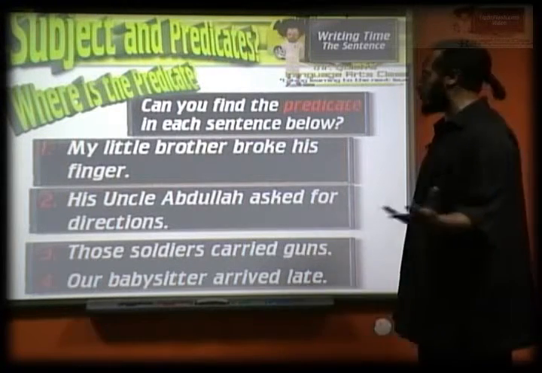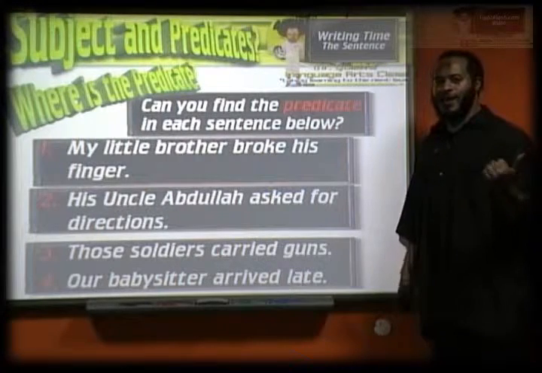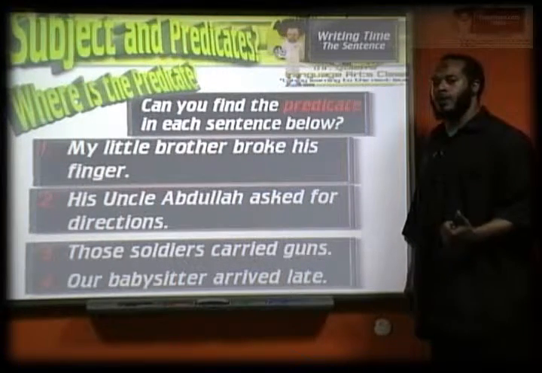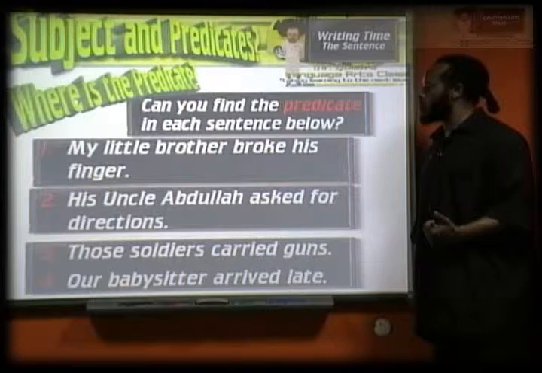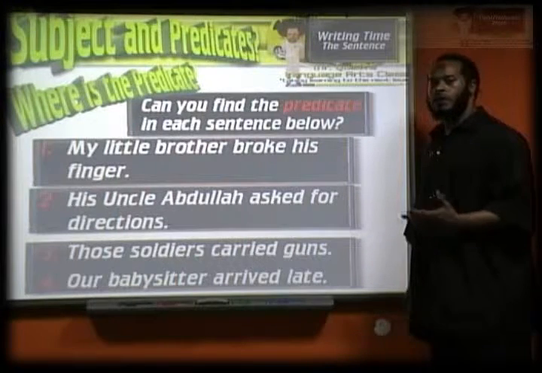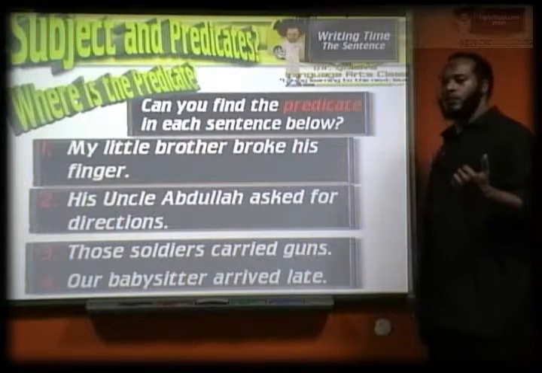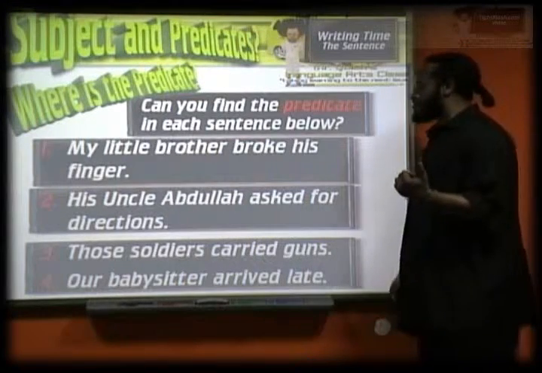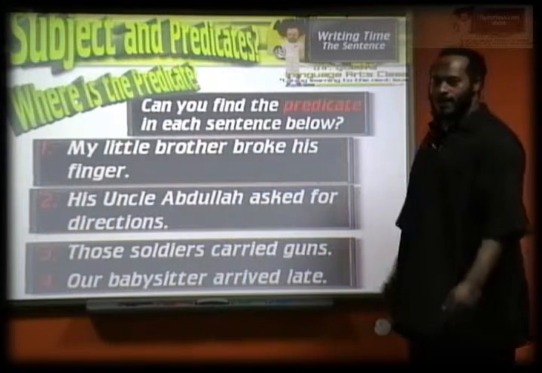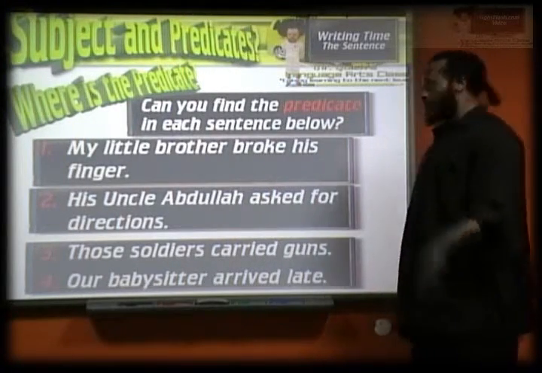The predicate, of course, is the verb or the words that make up the verb string. And let's see, the predicate tells us something about the subject. My little brother, we already know that my little brother is the subject. So, what other words are telling us about my little brother? Maybe it's broke his finger. I don't know, you can pause the video and write these sentences down and figure it out for yourself.